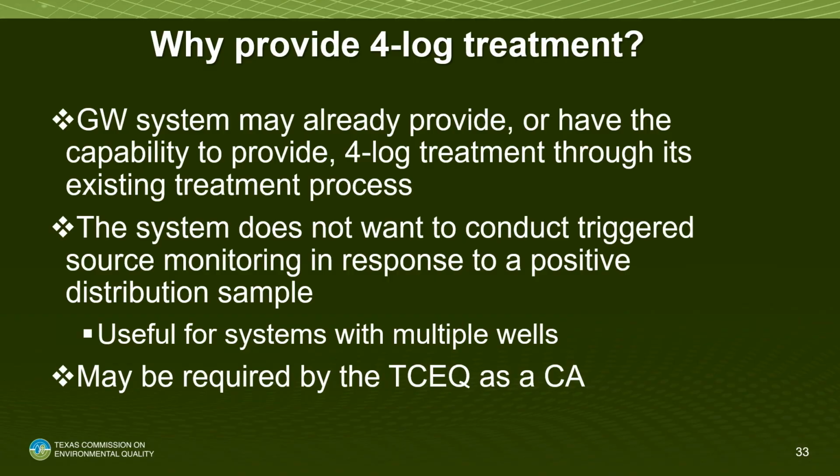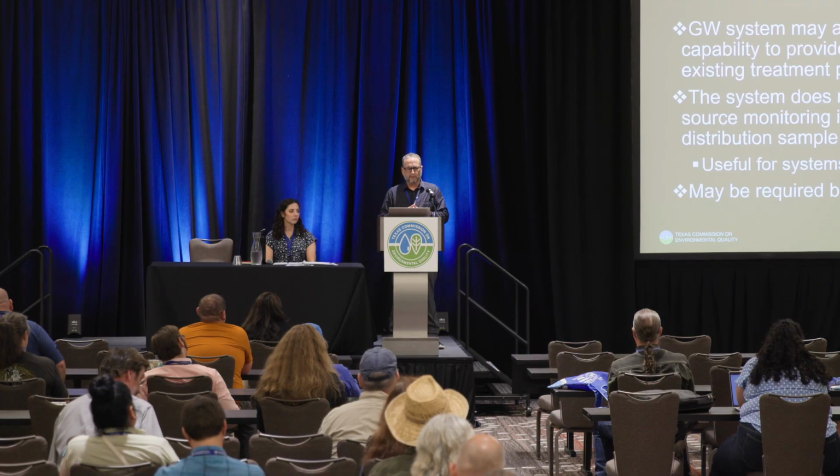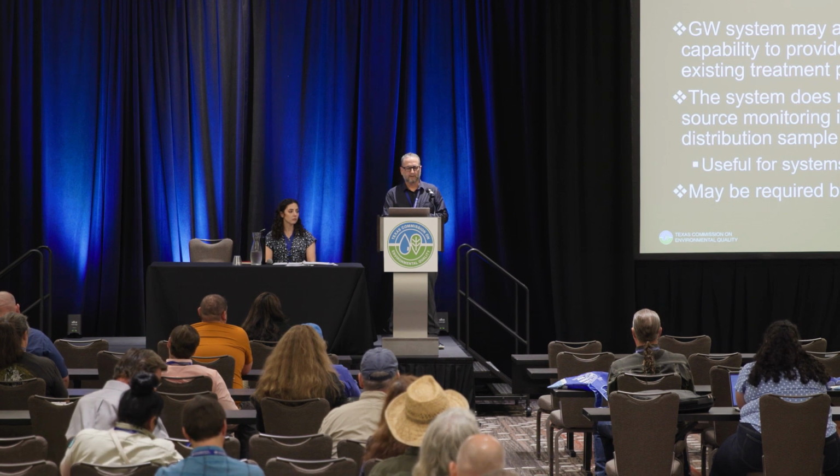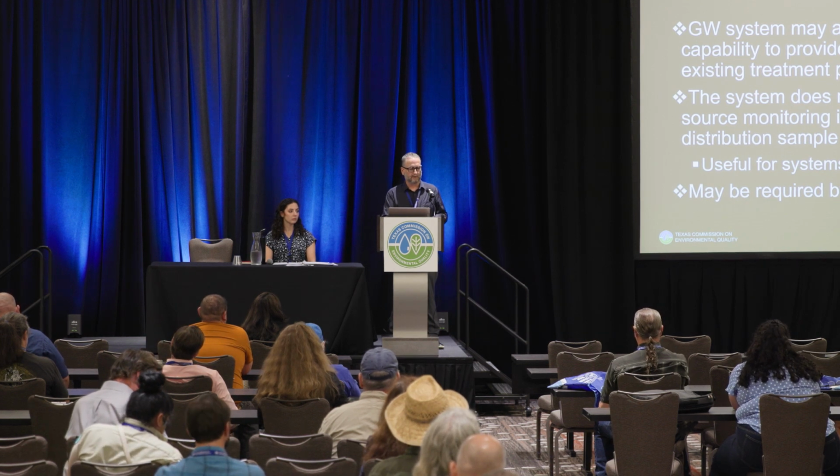We've kind of covered most of this, but why would you do 4-log? It exempts you from the triggered source monitoring after a distribution positive. So if you get a positive out in distribution and you've got 100 wells, you have to sample all those wells within 24 hours. That could be a huge burden, so 4-log would exempt you from that requirement. That's basically the main reason for it, exempting you from the extra sampling, or, like I said, it could be a corrective action for E.